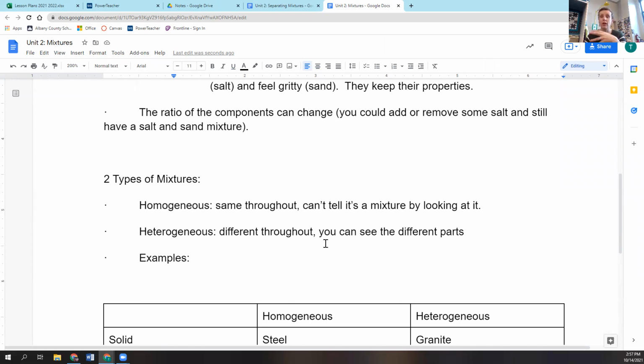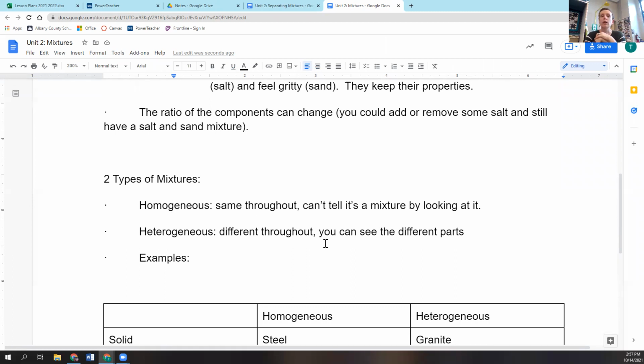So when you mix sand and salt, if you were to look at that one, you could see the crystals of sand, you could see the grains of salt, crystals of salt, grains of sand. Anyway, you can see them both. Because you can differentiate just by looking at it, that makes that a heterogeneous mixture.